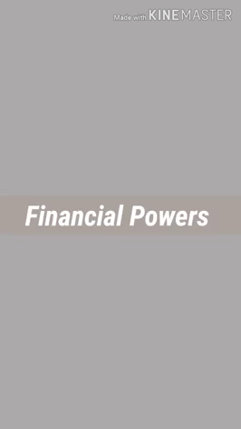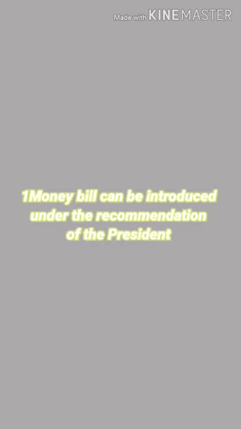The next power that is allotted to President is financial powers. Regarding this financial power, a money bill can be introduced only on the recommendation of the President. Second, the President can authorize withdrawal of advances from the contingency fund of India to meet any unforeseen expenditure. Such expenditure should be subsequently approved by Parliament. After every 5 years, President appoints a finance commission which consists of a chairman and 4 other members.